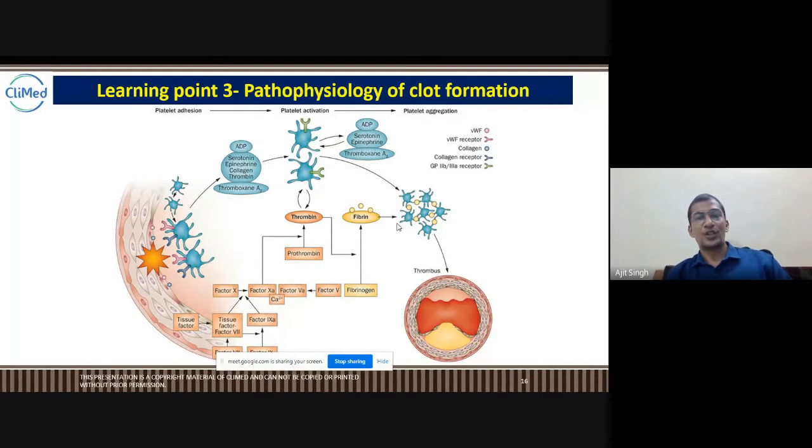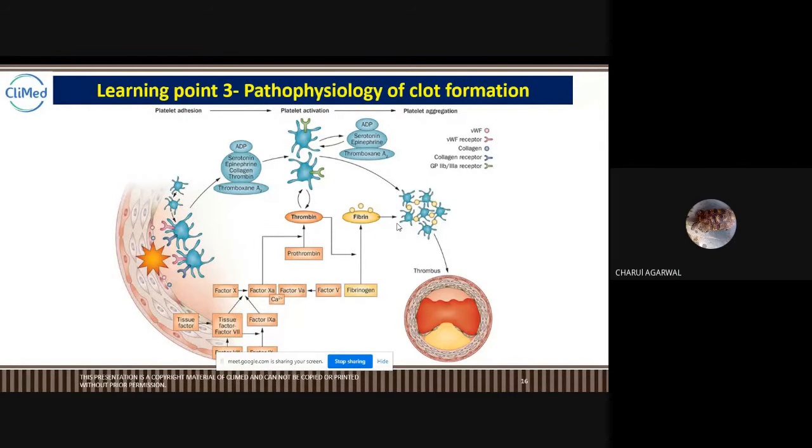Got the point? There are many particles, not only von Willebrand factor. There are other GP2B3A receptors, which also take part in platelet activation, and these aggregate all the platelets and make a mesh or clot with the help of fibrin. Fibrin tightens this mesh, tightens the clot, and makes it strong. So I hope you got it, guys.